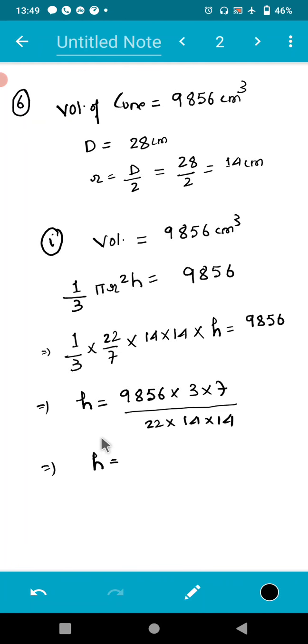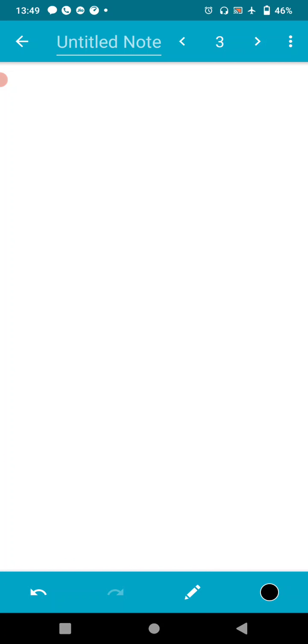And once you reduce it, you will get the value of h as 48 centimeter. Please do the reducing part by yourself. This is very important, and you have to learn all these things. I've just given you the answer, so please check if you're getting 48 centimeter or not. Now let's move on to the second part of the question.